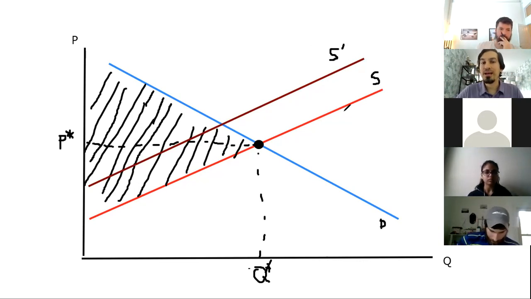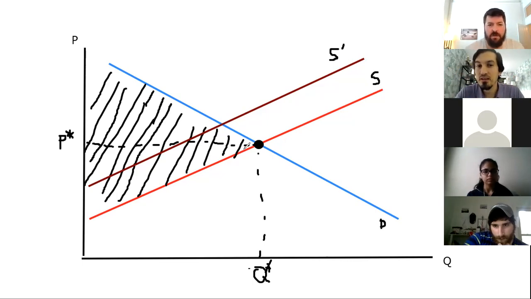Now let's think about whether P star and Q star, this competitive equilibrium point, is the most efficient thing for society or not. Clearly not. John's shaking his head no. Why not? It still maximizes this shaded triangle area, but I think you know. Is that because this model doesn't incorporate the cost of the negative externality? Yeah, so the black shaded area doesn't, but the dark red line does.